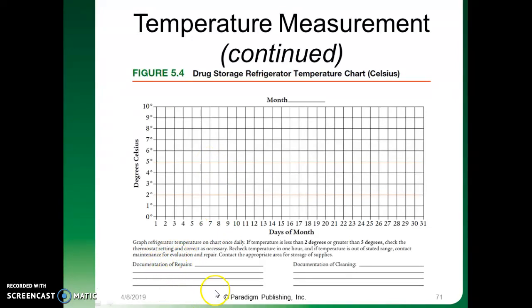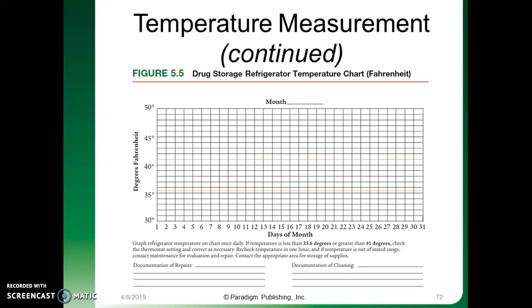You would also document any repairs that needed to be done, or any cleaning of that refrigerator. Sometimes it gets frost on it, so you want to remove all that gunk and clean it out. You would document that if you were to clean the refrigerator. Here's an example in Fahrenheit. And the same thing, you would put the month on here, and each day you would document on the chart where the temperature was.